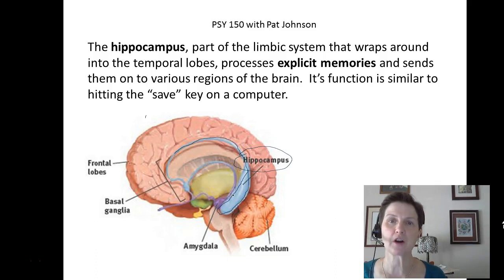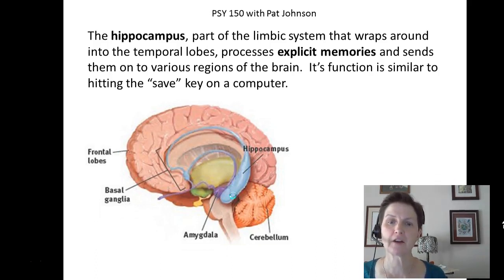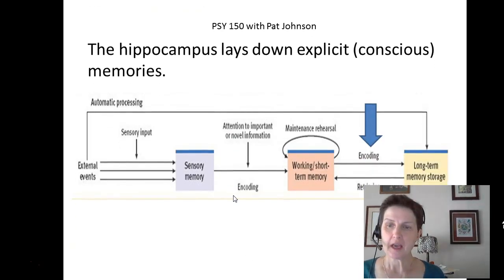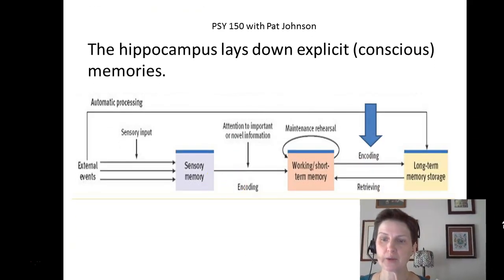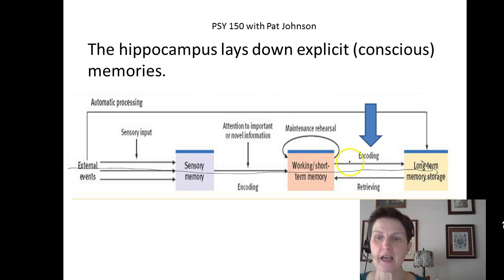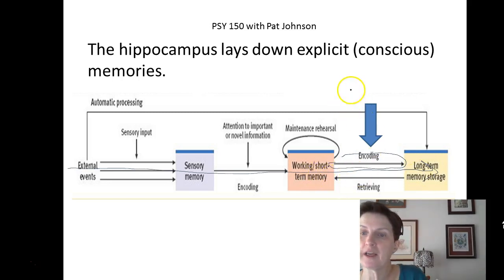So let's go back to our three-stage model, our three-box model. Go to the second track with explicit memories and take a look at what the hippocampus is doing. So again, this is our second track right here, where we're dealing with explicit memories, and the hippocampus does this right here. It encodes memories from short-term memory to long-term memory. So right here is what the hippocampus does.